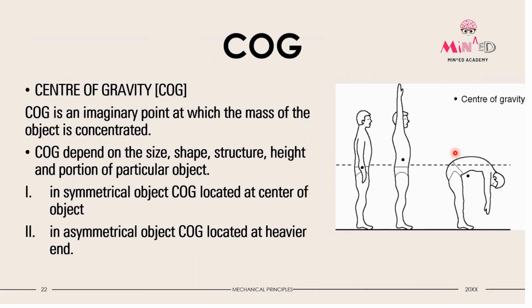COG is an imaginary point at which the mass of an object is concentrated. As you can see, this dot is the center of gravity of the person. When one is standing, it's here. When extended, it goes up. And when you bend forward, the center of gravity is at this point. COG depends on the size, shape, structure, height, and position of the particular object. In symmetrical objects, COG is located at the center of the object, for example, a ball or a square box. In an asymmetrical object, COG is located at the heavier end.